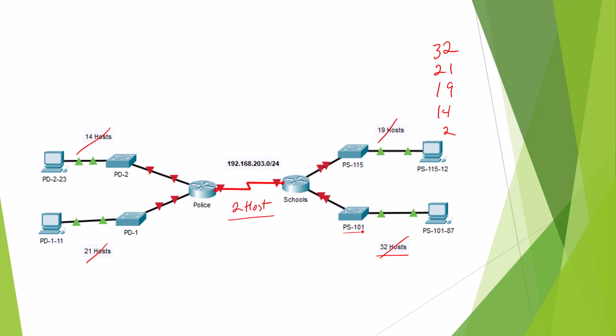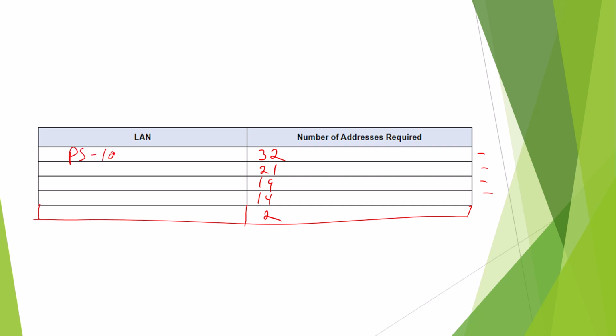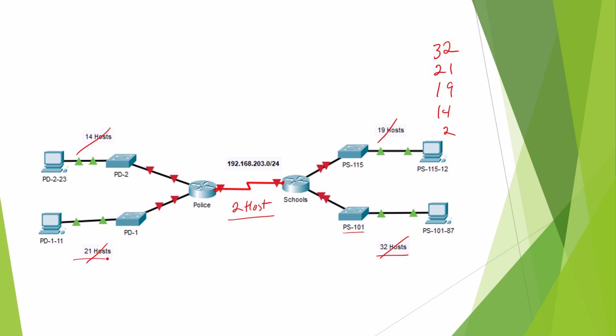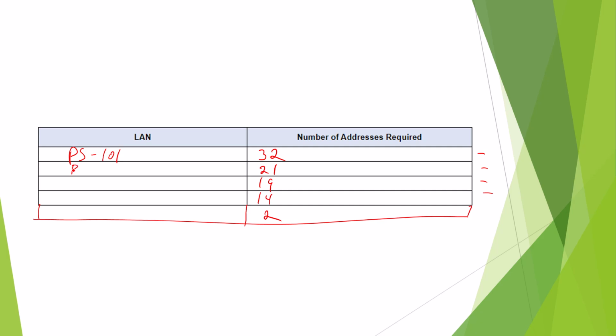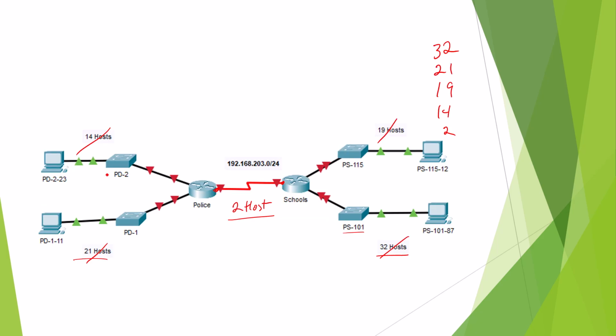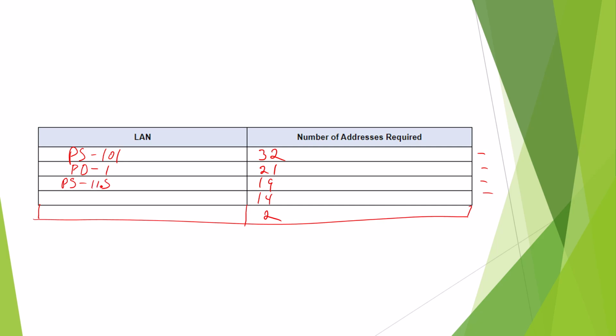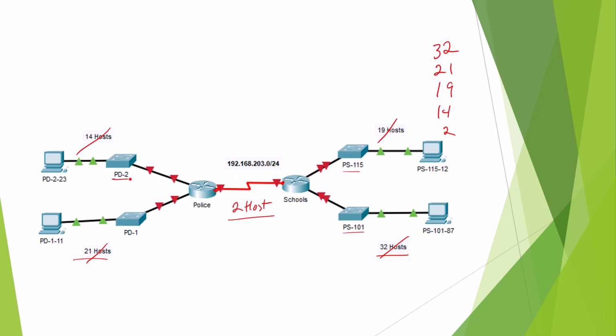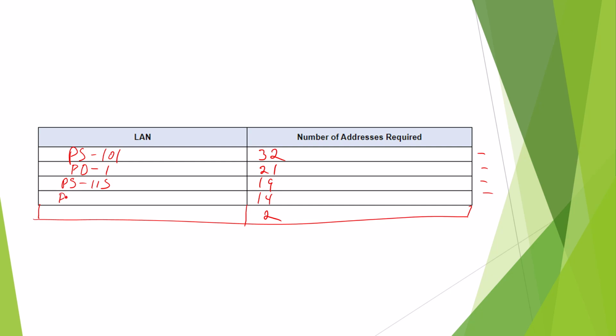So, this one is PS 101. Go back. 21 hosts is PD TAC 1. Again, I don't have an easy way to uniquely identify them, so I'm just going off the switch names. PD 1. Next one is 19. That will be PS 115. Last network within that sense is PD 2. Then we have our 2, which is our interconnects.